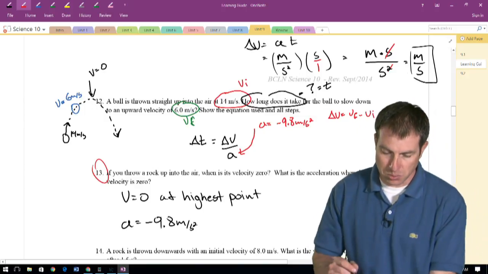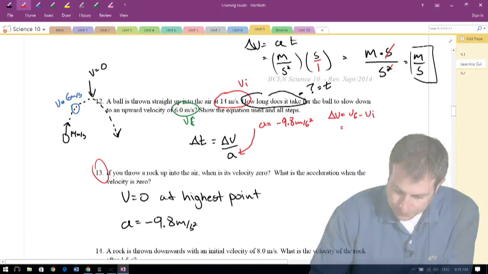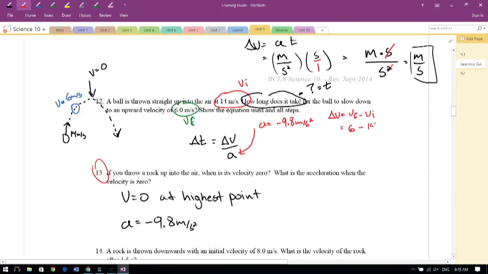So we said the final is going to be 6. And the initial is going to be 14. So 6 minus 14 is going to give us, what's that? Negative 8 meters per second. So we can plug these numbers into our equation now. I'll just keep going over this way. So our change of velocity is negative 8 meters per second. Our acceleration is negative 9.8 meters per second squared.